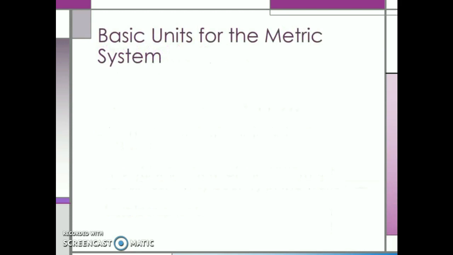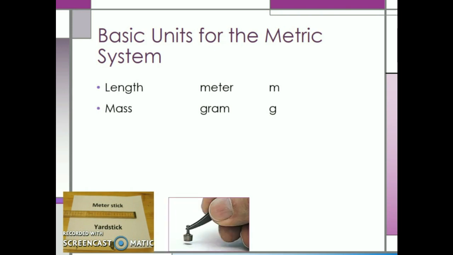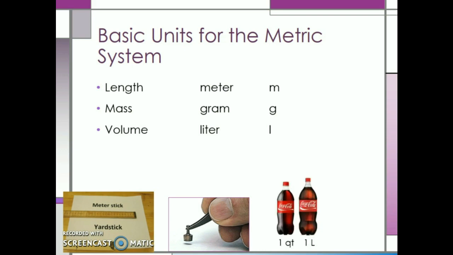The metric system has a single basic unit of measure for each physical quantity. As an example, in the English system, length can be measured in inches, feet, yards, and miles. In the metric system, all length is measured in the meter, abbreviated with the letter M. Mass is measured in grams, abbreviated G. Volume is measured in liters, abbreviated with a cursive lowercase l or a capital L. And time is measured in seconds, abbreviated with an S.